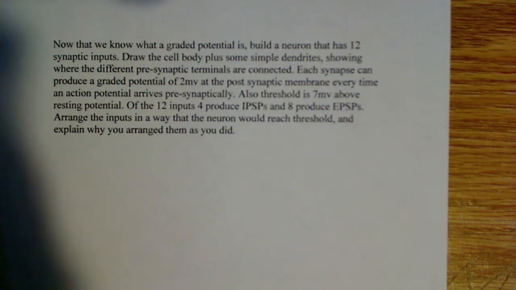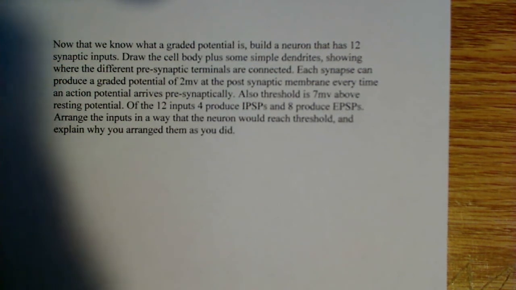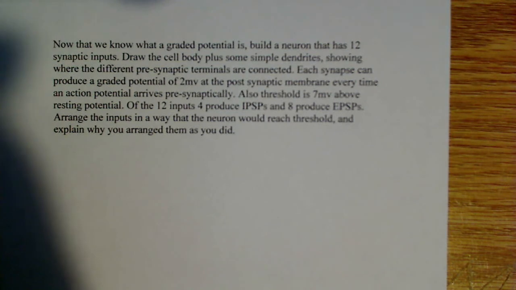Alright, I want to work a problem here that's a real thought question. It requires quite a bit of knowledge about neurobiology and an understanding of how these things work. So the question says, now that we know what a graded potential is, build a neuron that has 12 synaptic inputs. Draw the cell body plus some simple dendrites showing where the different presynaptic terminals are connected.